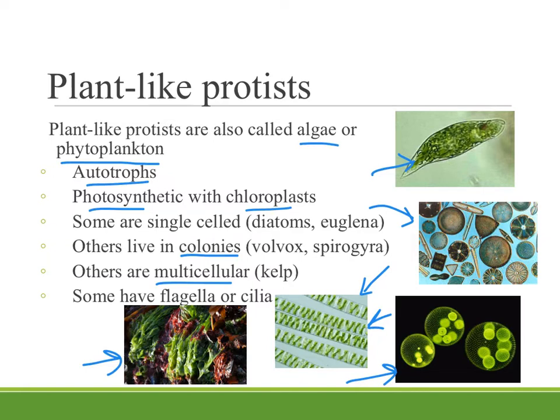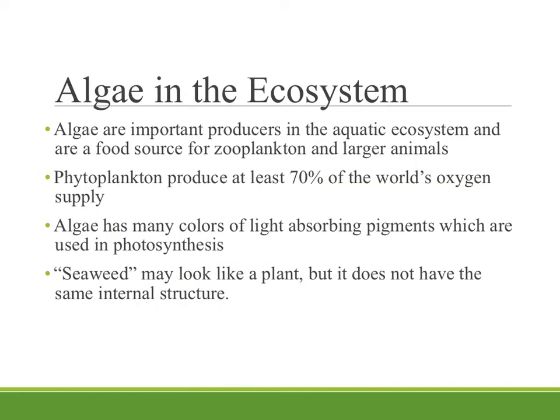Some of the plant-like protists are able to move. They do have flagella or cilia, because remember, protists are kind of like plants and kind of like animals, but they have their own unique way of doing things. So algae, or phytoplankton, these plant-like protists, are very important because they are producers. They're doing photosynthesis, producing food for themselves and for many, many other organisms. They're a food source for both zooplankton, those animal-like protists, and also larger animals. They are in the marine and freshwater ecosystem.